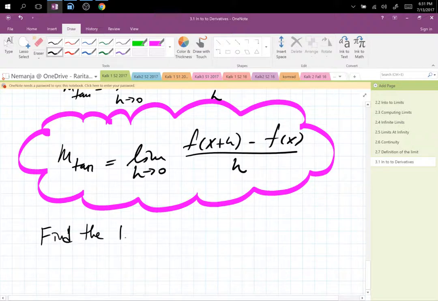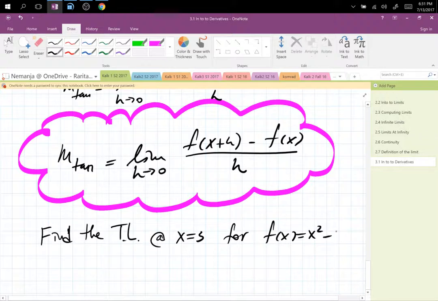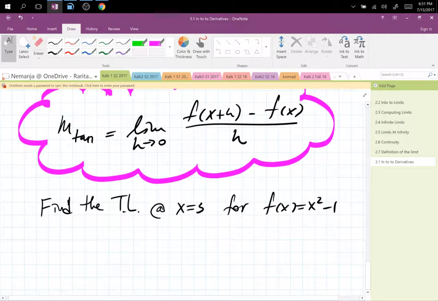Find the tangent line at x equals 3 for f of x equals x squared minus 1. We will actually derive the formula to work with. Does anyone know what the answer should be? 2x, very good.